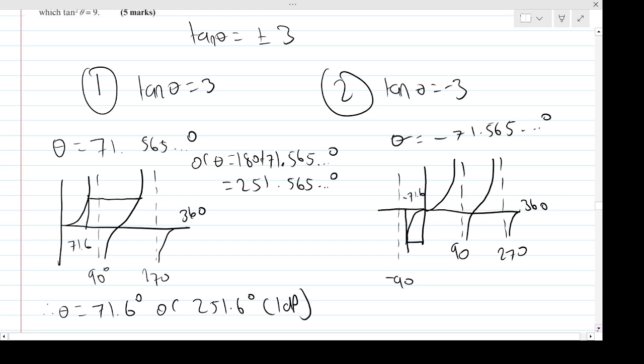So if we continue that on, we would get two more solutions, there and there, right? How do we get these other two solutions that are marked? Well, the graphs are repeating in that way, so we need to add 180 on to get the other two solutions. So we're going to get theta is minus 71.565, add 180.